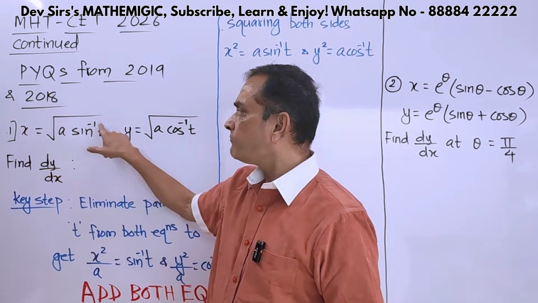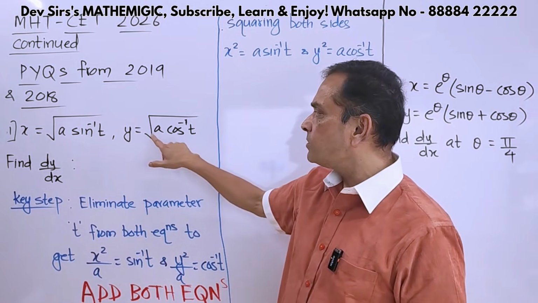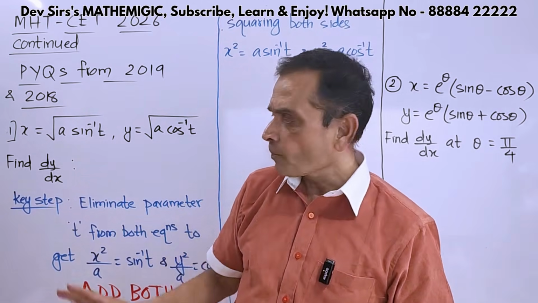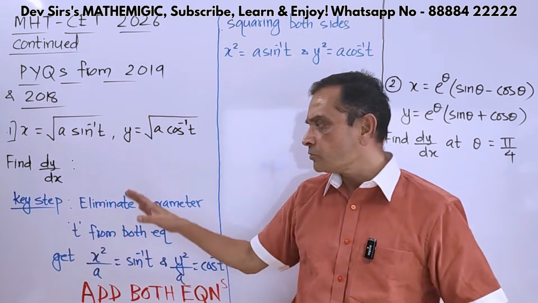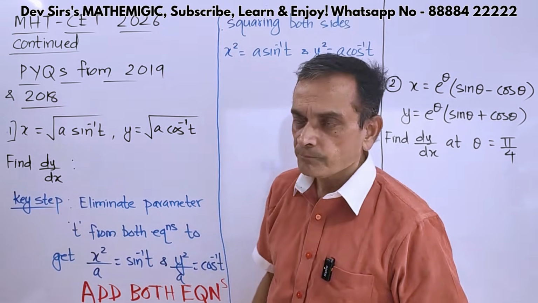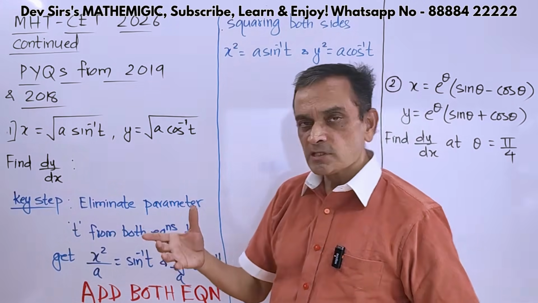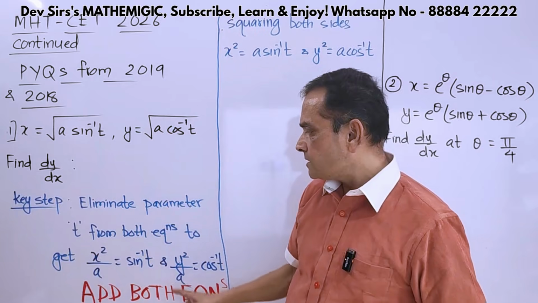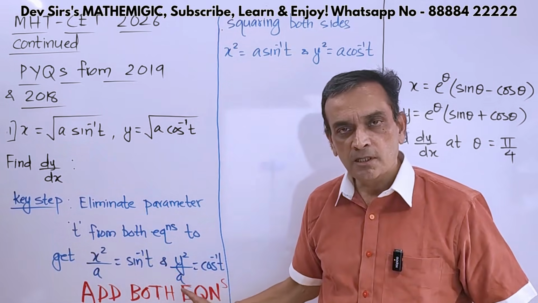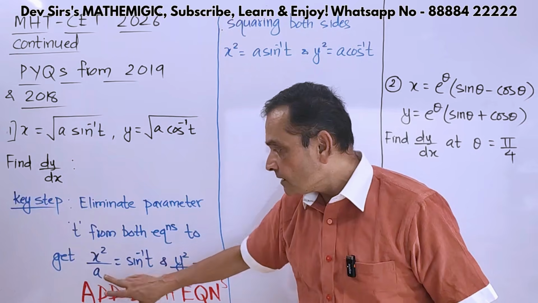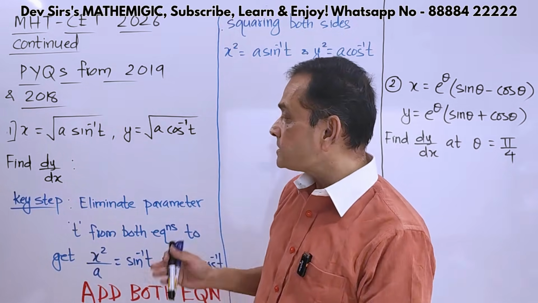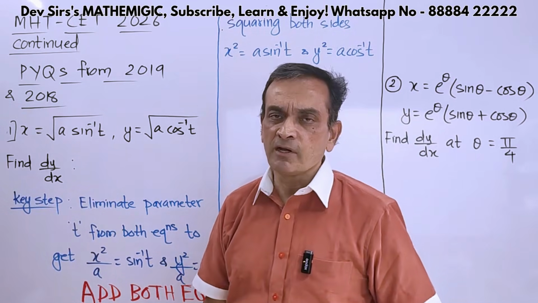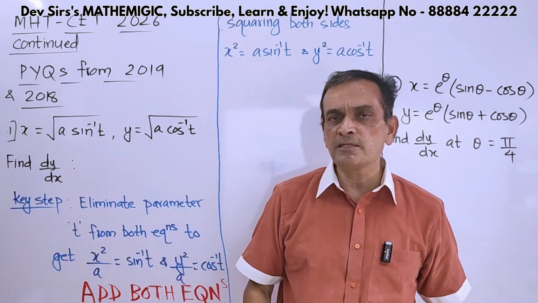x is equal to root of a sine inverse t, y is equal to root of a cos inverse t. Find dy by dx. Four options were given, but I haven't written them over here in order to save space and time. Now, key step, you just have to remember certain key steps. Eliminate parameter t from both equations to get these two equations. Then add both equations. If you get a similar sum in CET, just go to these two equations and the answer will be over within 1 minute. As I said, the speed is important.